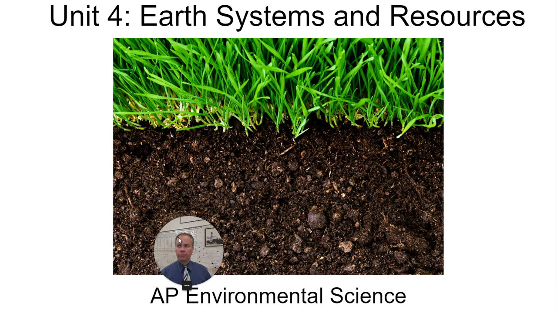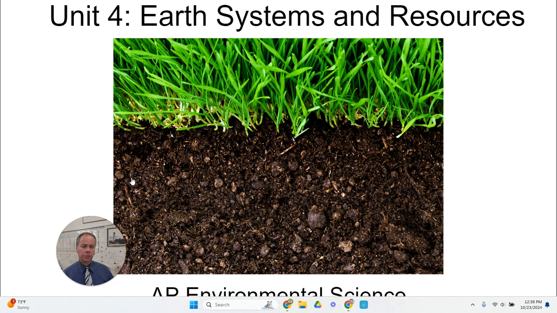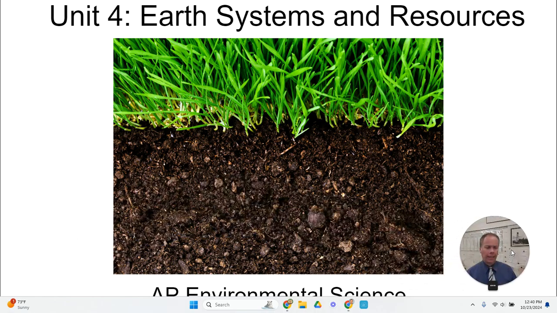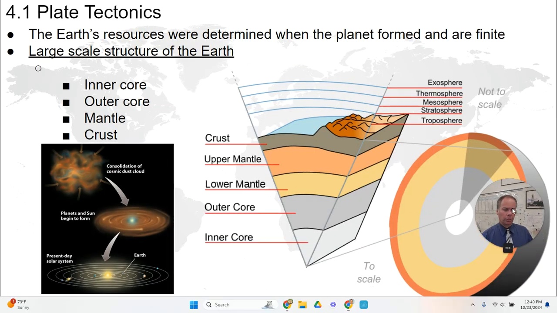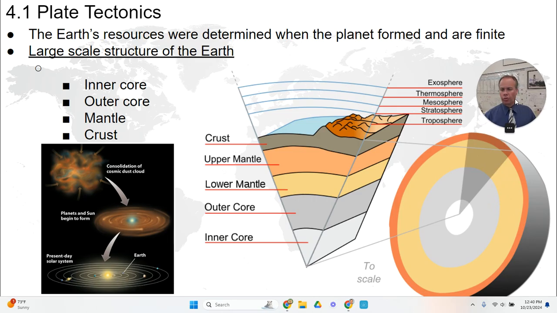Unit 4 of AP Environmental Science focuses on some basic earth science. It hits on some geology, atmospheric science, meteorology, and hydrology. All these things are sort of combined in this unit. And so we're going to start by talking about plate tectonics. This will be a review generally for most people from earth science.